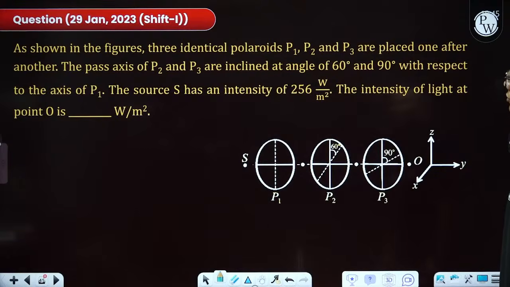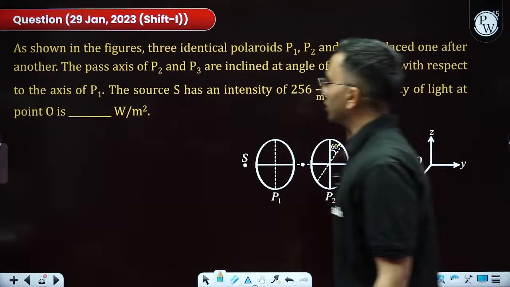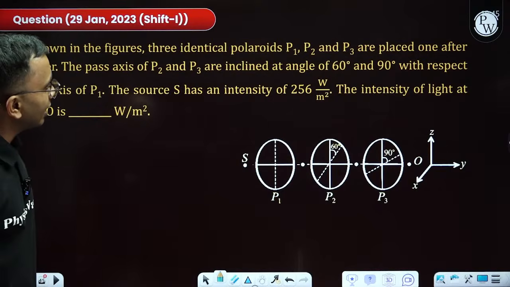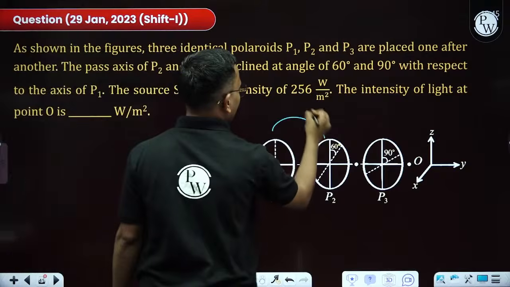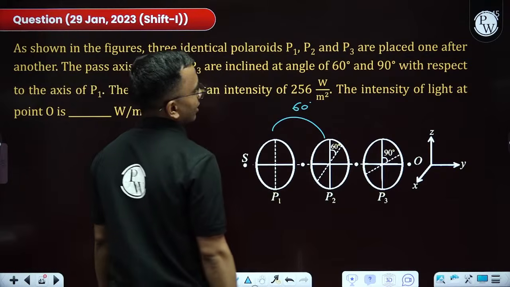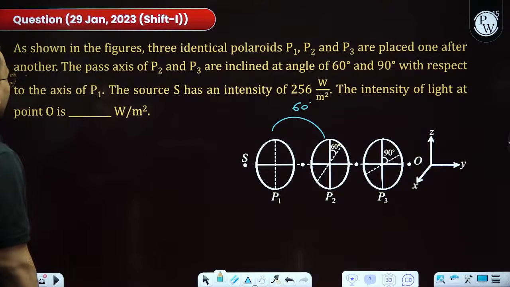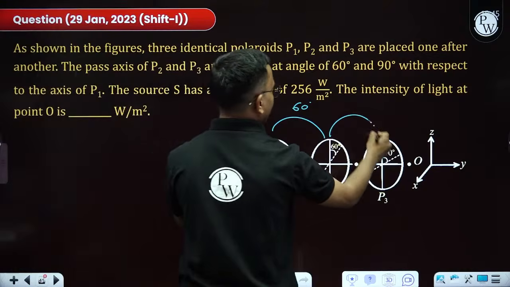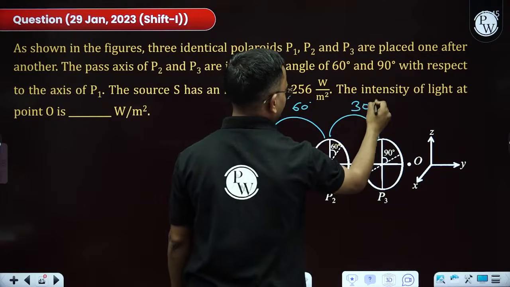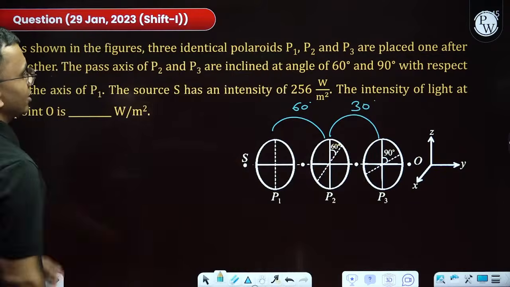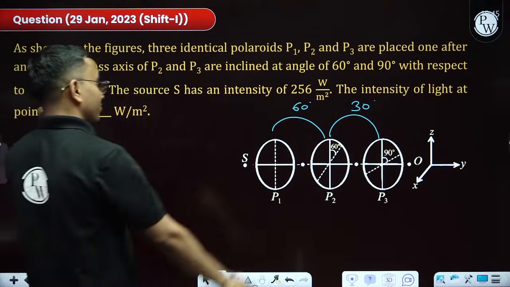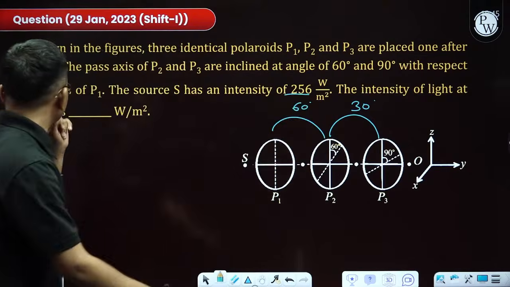As shown in the figure, 3 identical Polaroids. Okay, a similar type of question. The axes of P1 and P2 are inclined at 60 degrees, and P3 is inclined at 90 degrees with respect to the axis of P1. It means here the angle is 30 degrees. The angle between them is like this. The source has intensity 256. What will be the intensity at point O?